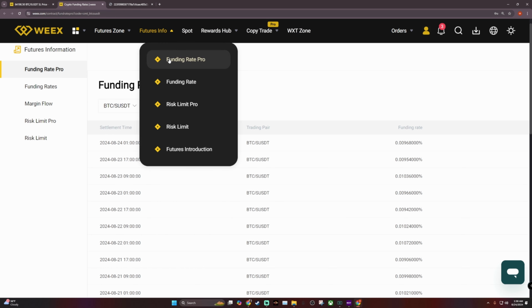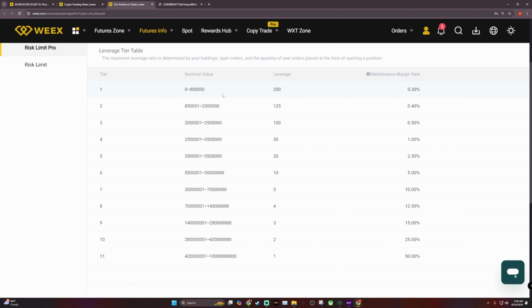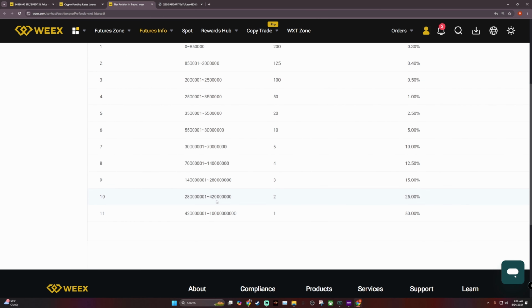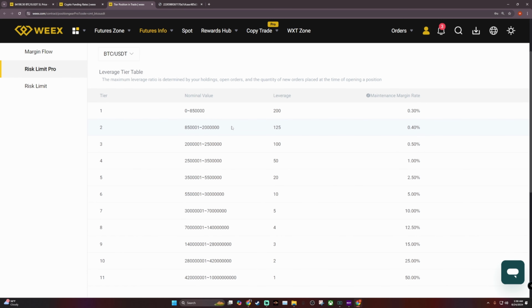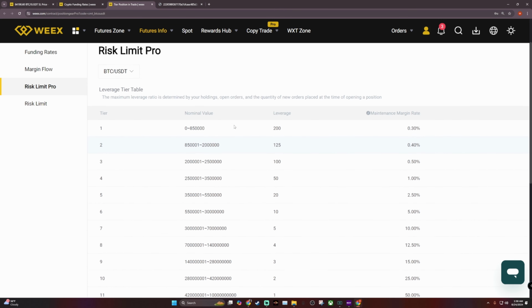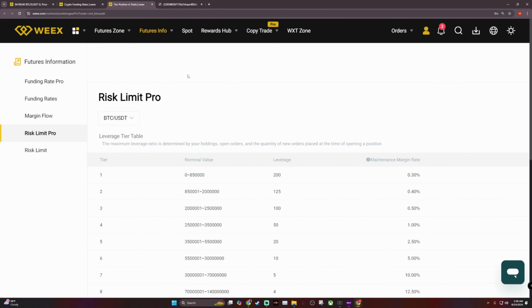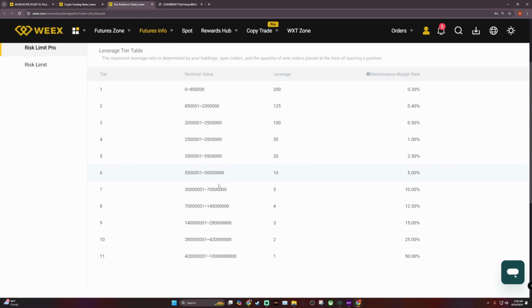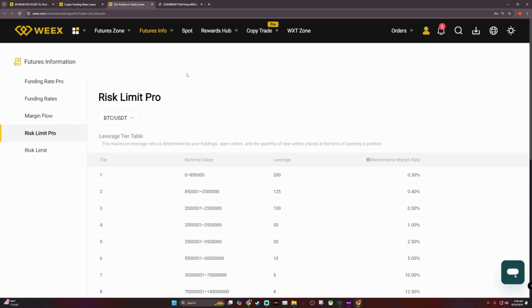Afterwards, you can go back over here to any of the other risk limits, things like that. It's not too important, but once you see it for the first time, I think it'll be fine. You can pretty much get an idea of what's going on, but you can see the leverage goes down the more money you invest, because they don't want you to crash the entire market here, which of course can happen if you're trading with millions and millions of dollars. If you're not, you probably don't have to worry about too many of these things.